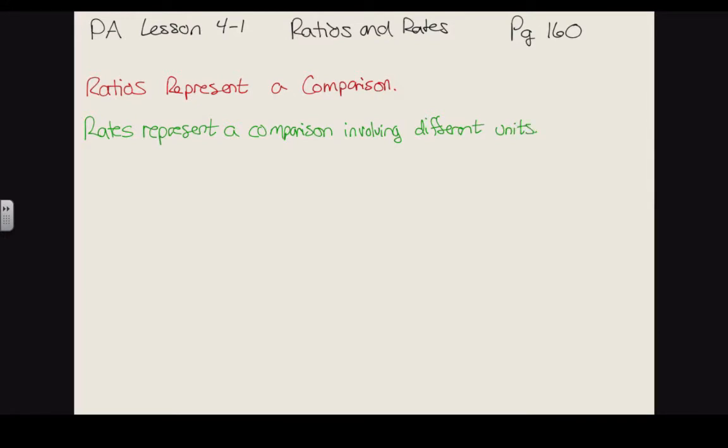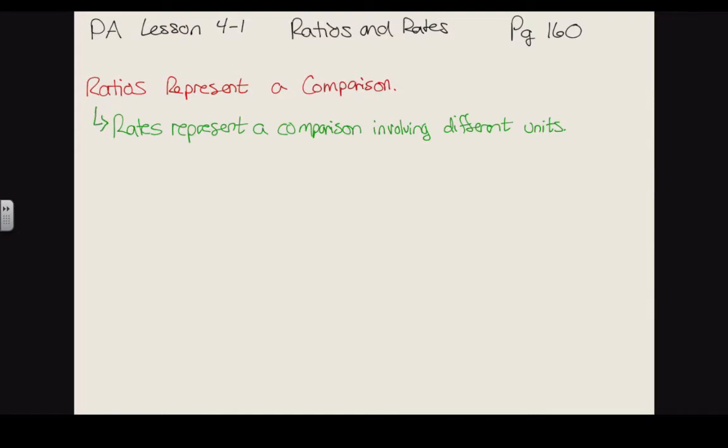You could, in some ways, say that a rate is a ratio, but not the other way around. Ratios are a comparison, but when it involves different units, it's a special type of ratio we call a rate. So it's almost like a subcategory of a ratio. I'm going to move it down a little bit and put an arrow to represent that. A rate is a special type of ratio involving different units.